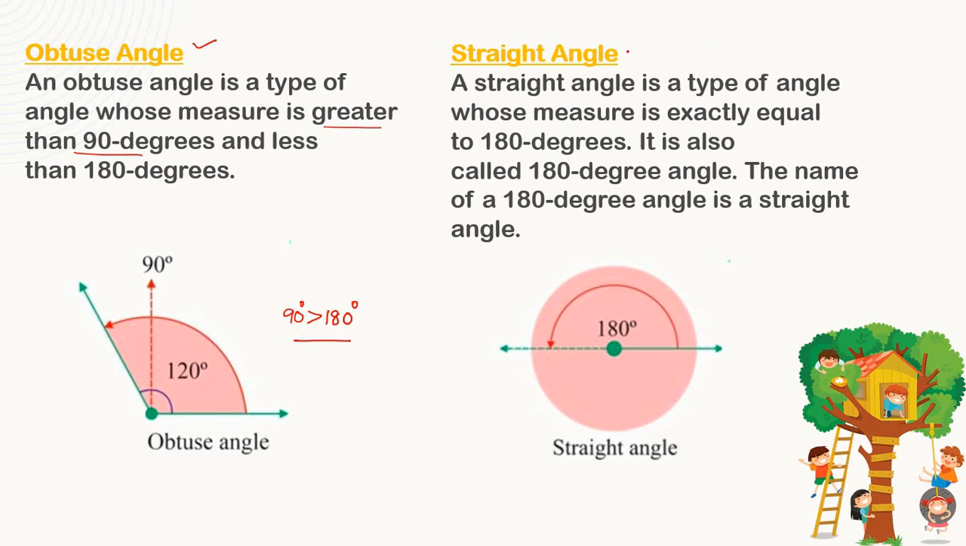And what is a straight angle? A straight angle is a type of angle whose measure is exactly equal to 180 degrees. An angle exactly equal to 180 degrees is called a straight angle. It is also called a 180 degree angle. What is the other name of straight angle? 180 degree angle. A 180 degree angle is also called a straight angle.